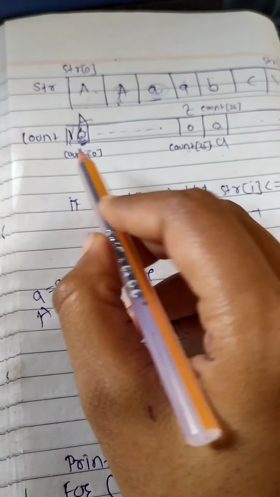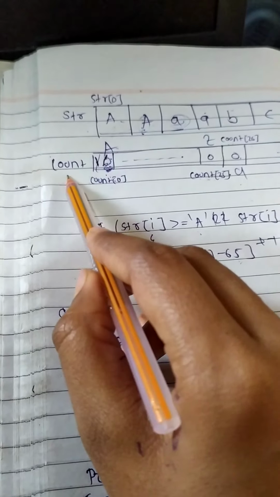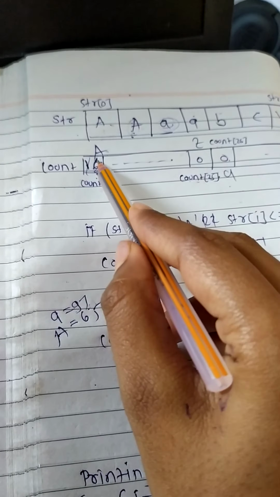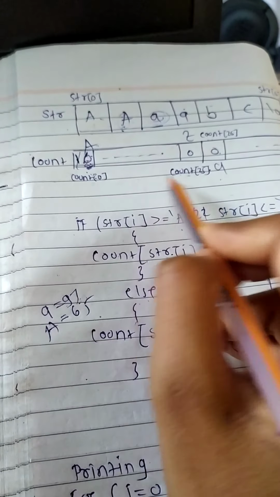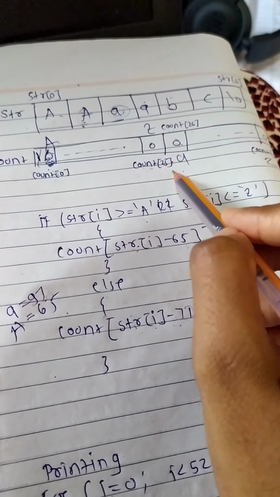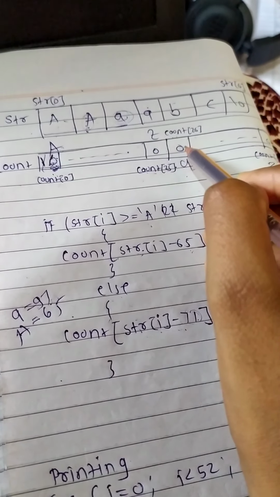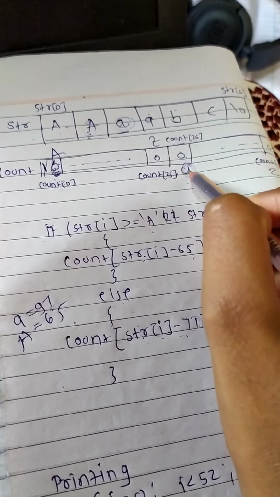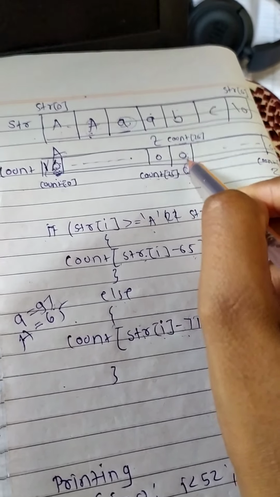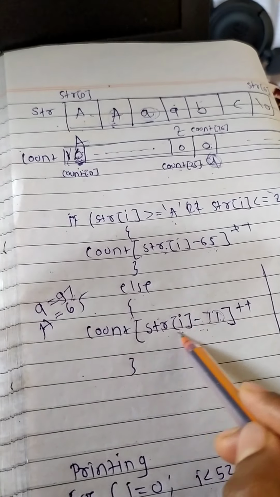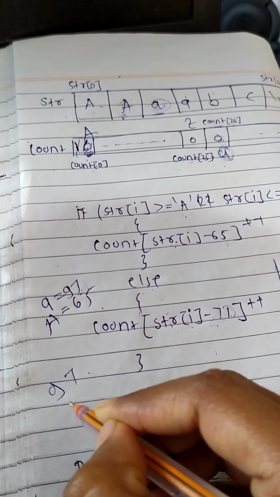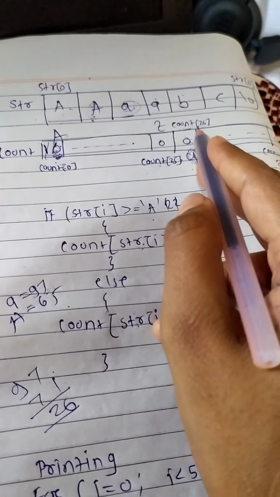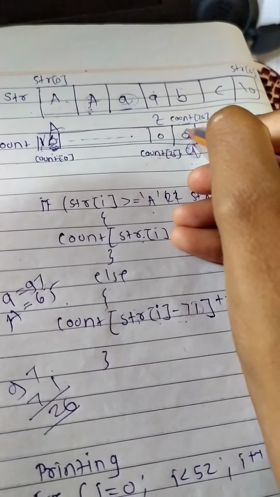See, we kept one integer array, named count, and I store the occurrence of each character: capital A to capital Z at indexes 0 to 25 and small a to small z from 26 onwards. We need count plus plus here, at index number 26 for small a. So what is str of I? 97. So 97 minus 71 is 26. So 26 plus plus here, so it becomes 1.